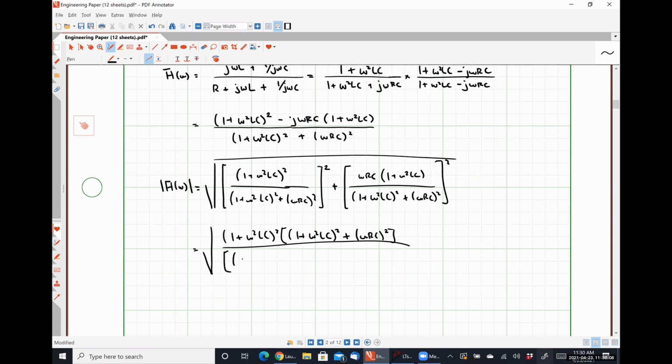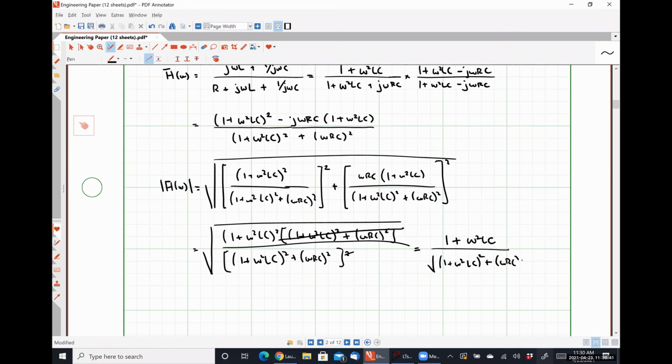And down here, 1 minus omega squared LC squared plus omega RC squared quantity squared. This guy cancels out 1 power of that. And finally, we have our frequency response, 1 minus omega squared LC divided by the square root of 1 minus omega squared LC squared plus omega RC squared.